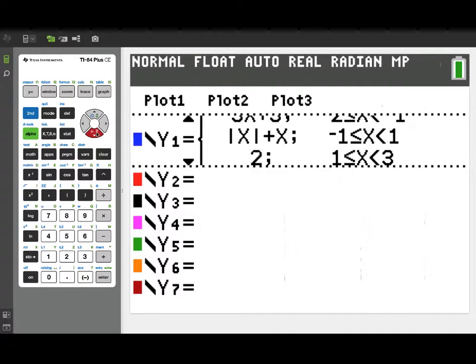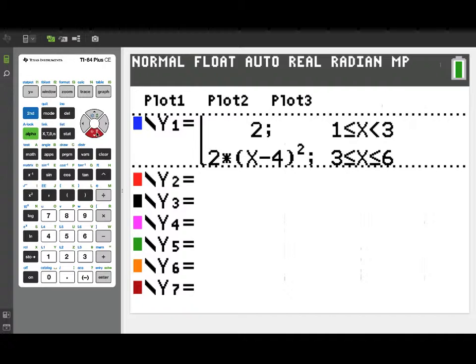The next piece is just the constant 2 for 1 less than or equal to x less than 3, and the very last piece is 2 times the quantity x minus 4 squared for 3 less than or equal to x less than or equal to 6.